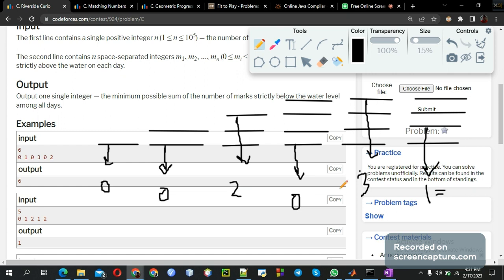So if we take the summation of this array, represented by the array d according to our problem statement, what is the summation of this array? This is 6. That means we have a total of six minimum possible watermarks that are situated under the water level. So our answer is 6.